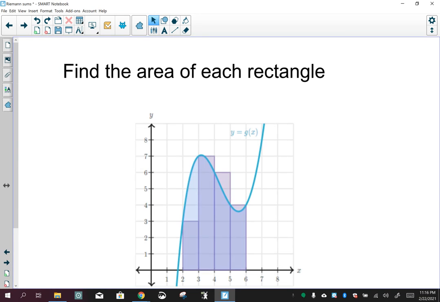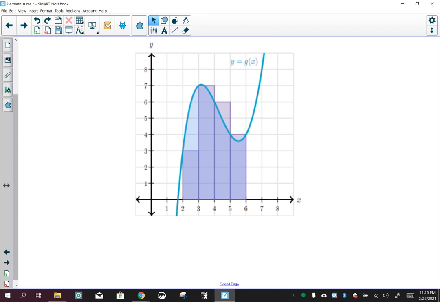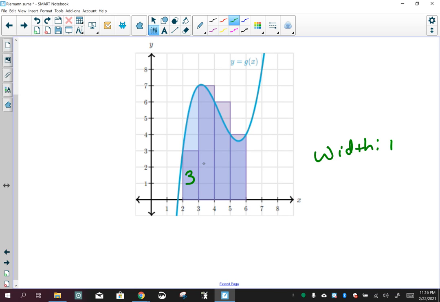So once I draw that out, I need to find the area of each one of these. So this is what I know. I know that my width for each, because this is uniform, is going to be 1, because from 2 to 3 is 1, 3 to 4, 4 to 5, 5 to 6. And now I need to figure out the height. Well, I've got a 3 here, and then I've got a 7 here, and I've got a 6 right here, and I've got a 4 right here.